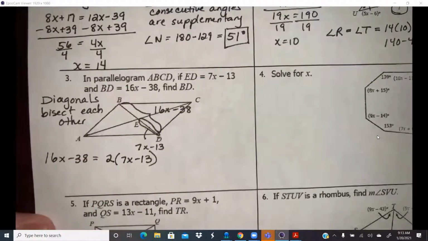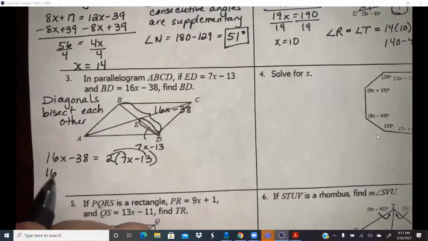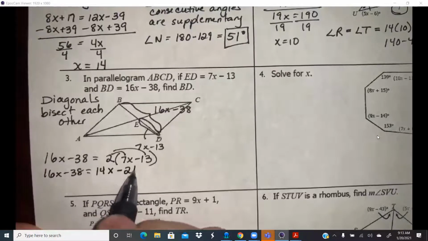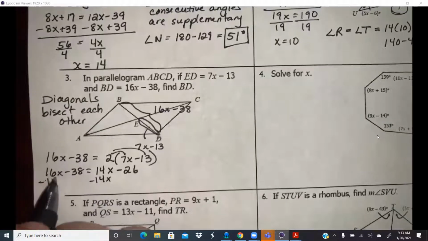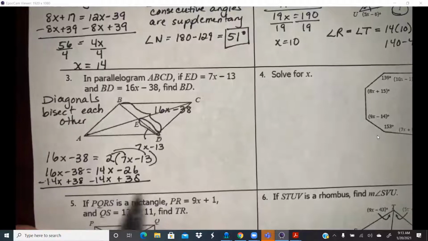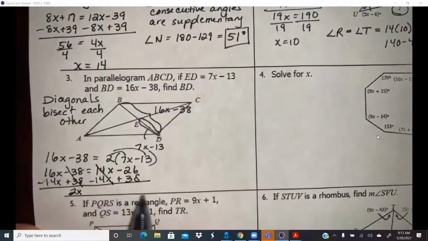And now that's just some basic algebra, right? So I'm going to go ahead and distribute my 2. I have 16x minus 38 is equal to 14x minus 26. And then let me subtract 14x on both sides. I'm running out of space here. Let's see if I can make this work. Plus 38, plus 38. So now I have 2x on this side because those cancel. And then 38 minus 26 is equal to 12. So then if I divide both sides by 2, I get x equals 6.